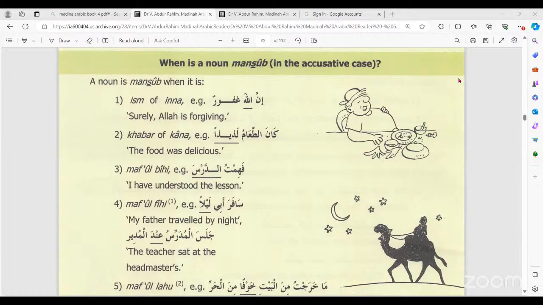Exactly. So just remember this: kana is a defective verb, and it acts and changes the harakat of a nominal sentence itself. And it cannot be alone because it's imperfect. It needs something additional, correct? Correct. Okay. Then number 3, mafulun bihi, example, fahimtu darsa.